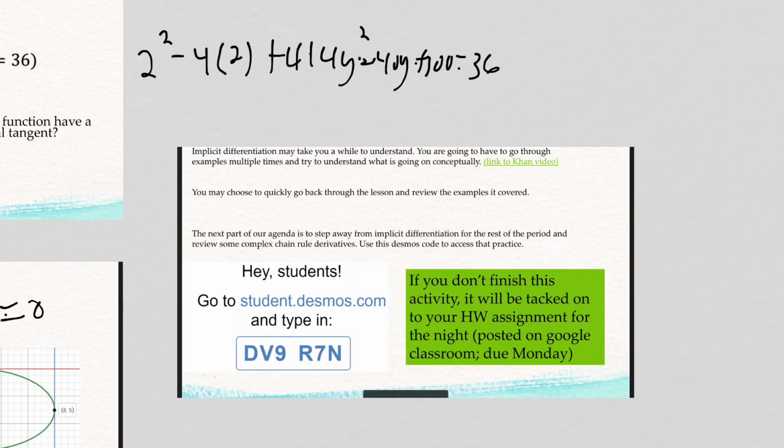And this Desmos activity is going to lead you through some chain rule, tough derivative practice, similar to the stuff we were working with in Unit 1, just to give you some more practice. If you don't finish this Desmos activity, it will be added onto your homework assignment from the textbook, which will give you a little bit of implicit differentiation practice, okay?